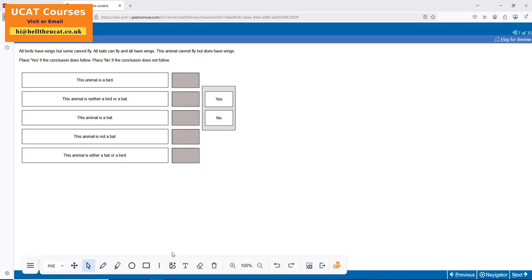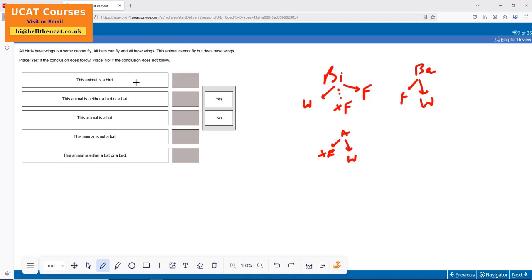So all birds have wings. Some cannot fly, which means most can fly. Ready? All bats can fly. If you see here, two B's, so I'll use B-I for birds and B-A for bats. Bats fly and all have wings. This animal cannot fly, but does have wings. This animal is a bird.